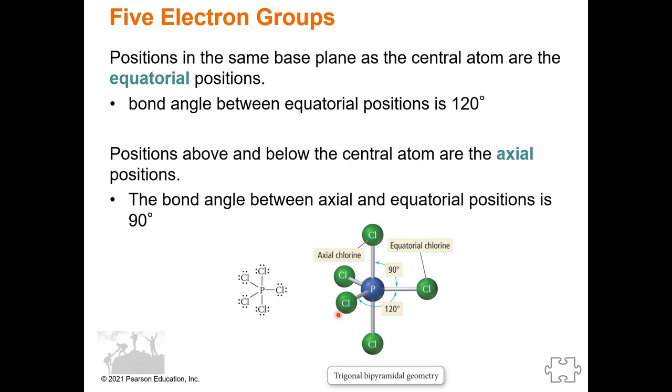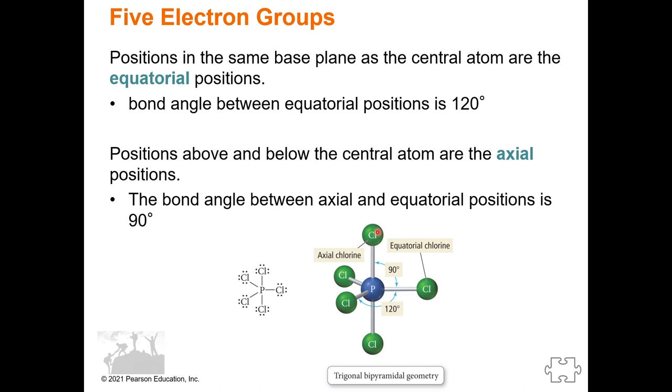Okay, so here in this one, you have to take note of the different terminal atoms. It's going to make a difference later on. So where our two apices are, those are called the axial positions. Those are the axial positions. The three chlorines here that form the base are called the equatorial positions. So think of the equator of the Earth. When you're trying to figure out the bond angle between two equatorial positions, think of the trigonal planar geometry. Okay, that bond angle is 120 degrees.